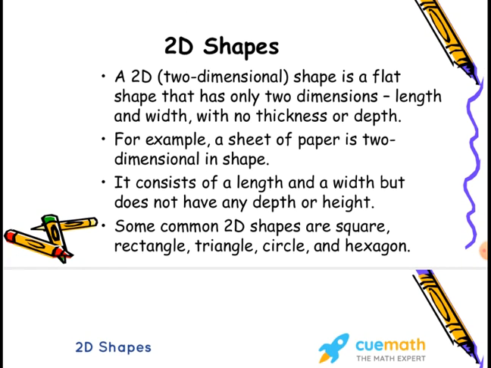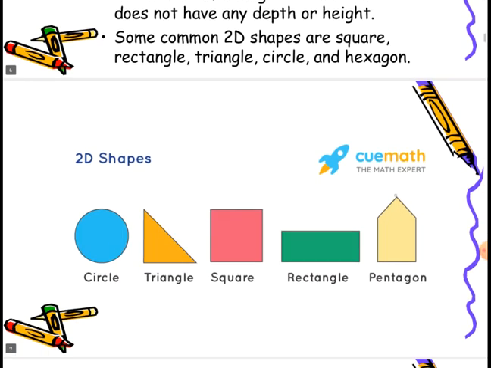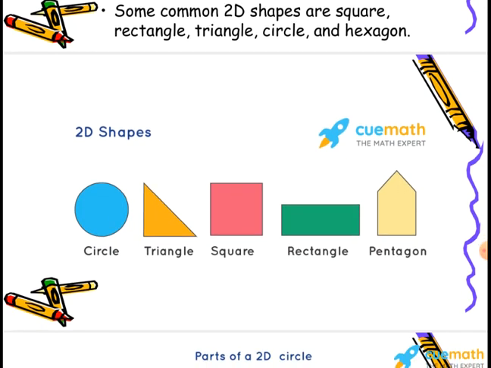So next, 2D shapes. A 2D or two-dimensional shape is a flat shape that has only two dimensions, yung length nga natin at saka width. Without thickness or without depth. For example, a sheet of paper is two-dimensional in shape and it consists of a length and width but does not have any depth or height. So some common 2D shapes are square, rectangle, triangle, circle, and hexagon. So ito yung mga common 2D shapes natin. So as you can see, wala talaga siyang depth, diba?